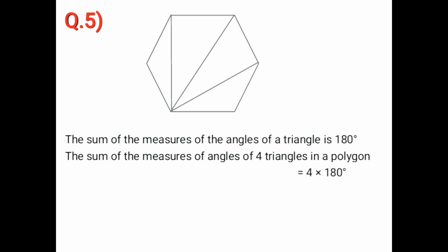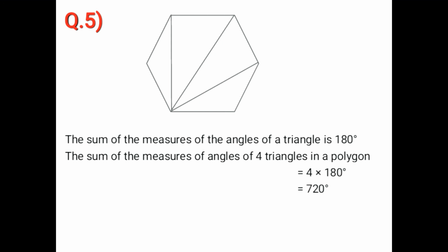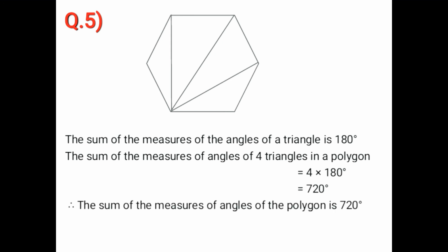Now multiply 180 into 4. 4 zeros are 0, 4 eights are 32, 3 carry up and 2 down, 4 ones are 4, plus 3, 7. Okay. Answer is getting 720, is equal to 720 degrees. Therefore, the sum of the measures of angles of the polygon is 720 degrees. Got it, students?